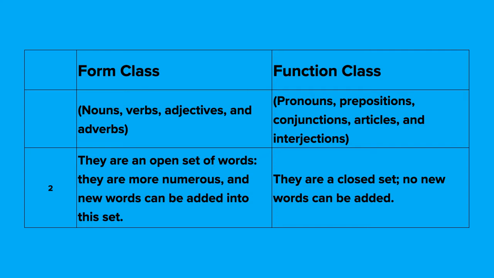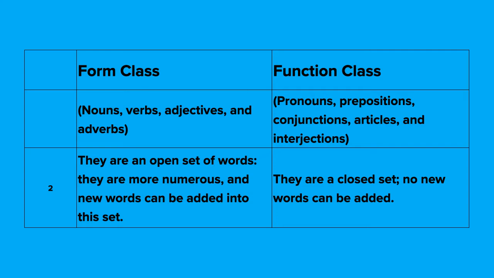New words can always be added into the set, and because of that, this entire set is numerous. Precisely, it is so numerous that you will never be able to enumerate. You will never be able to write down every single noun, every single verb, every single adjective or adverb that exists in the universe, because first of all, they are a huge set, and secondly, you can keep adding new words into the set. Therefore, we call form class words an open set of words.